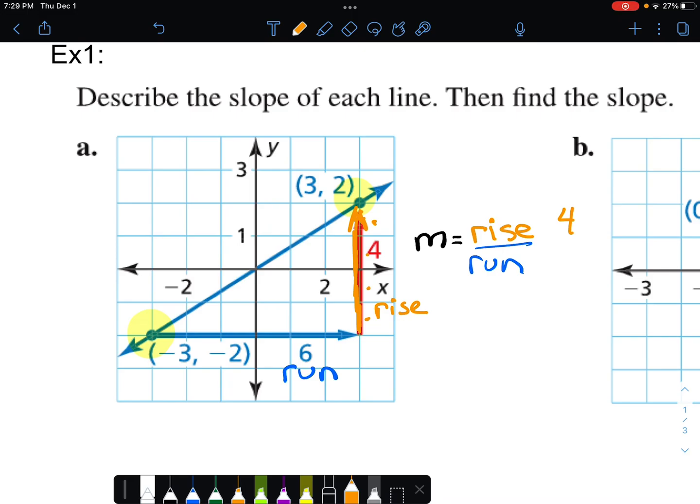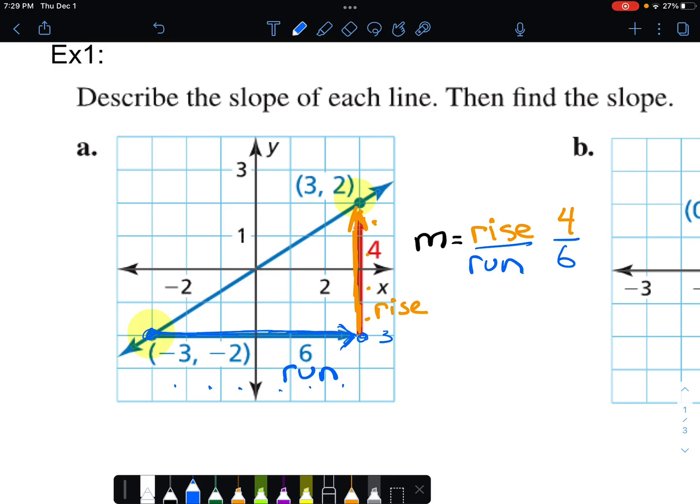Now, second step, we look at run, and we're going to look at those 2 points this way. We're going to look at it going across the x-axis. And we're going to start from -3 over here. And we're going to go over to 3 over here. And we can count the boxes. 1, 2, 3, 4, 5, 6. So that gives us our run, 4 over 6.